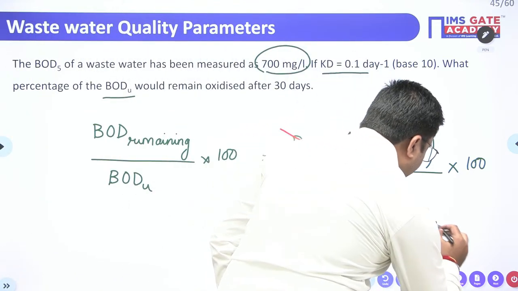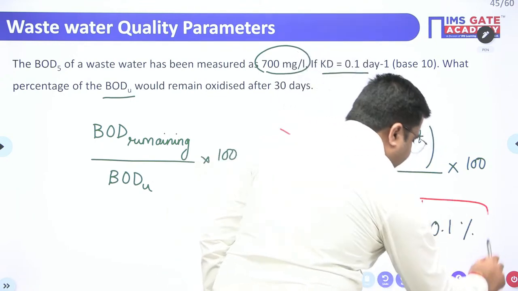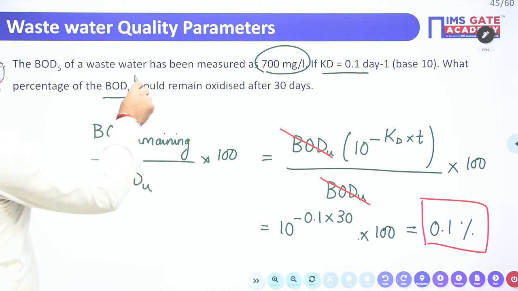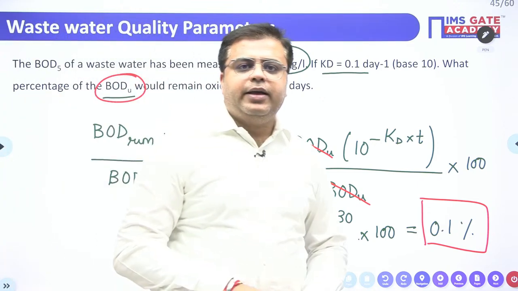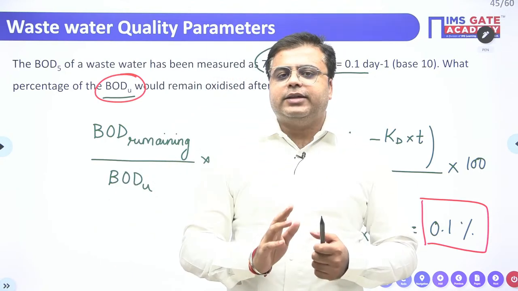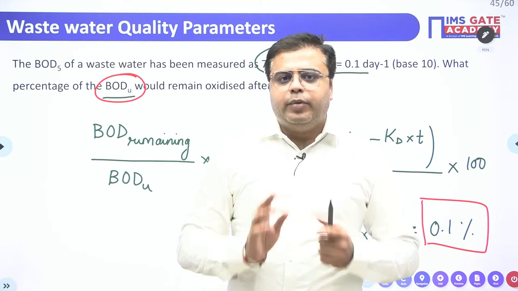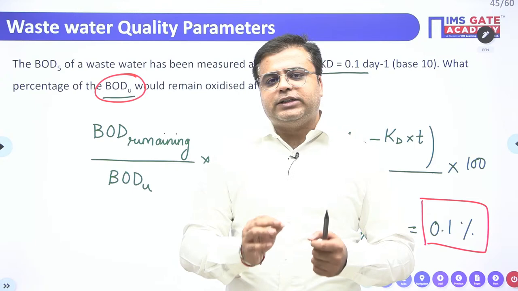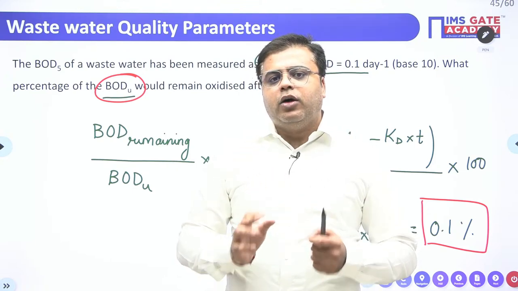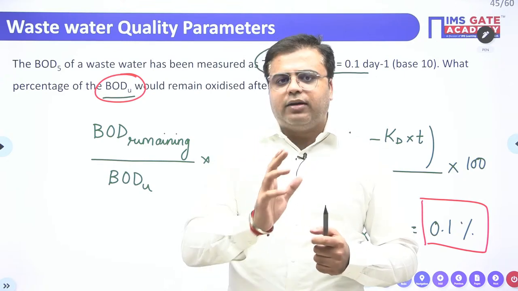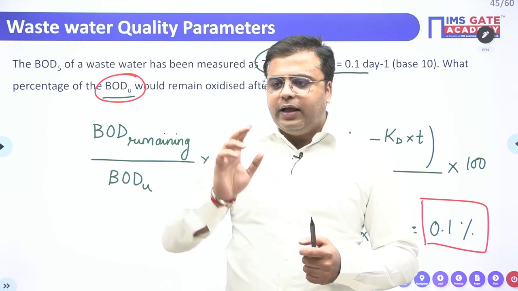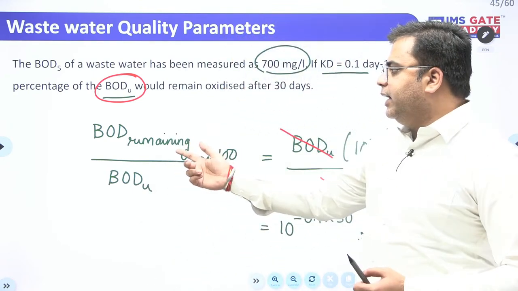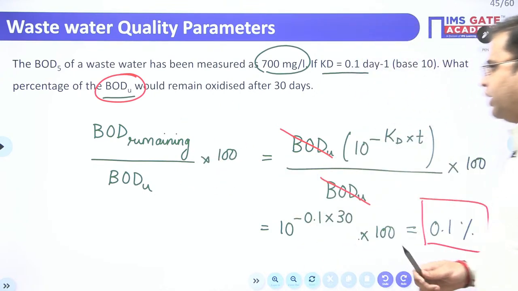Correct. It is 0.1%. That is the correct answer, right? So in this question, you have to take care which type of BOD is asked. In the majority of questions, if simply BOD is written, then BOD consumed is taken. But if BOD remaining has to be calculated, it will be specifically mentioned in the question, so correct, moving on with this.